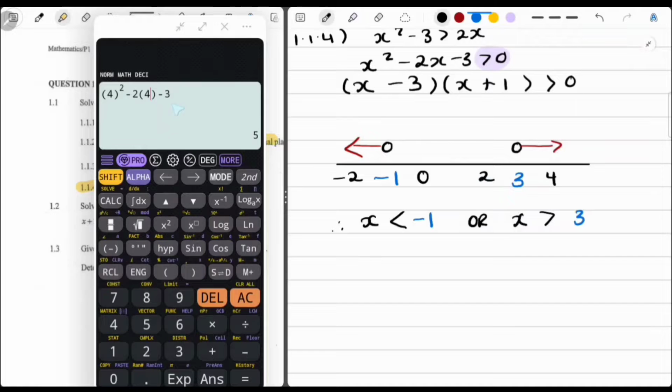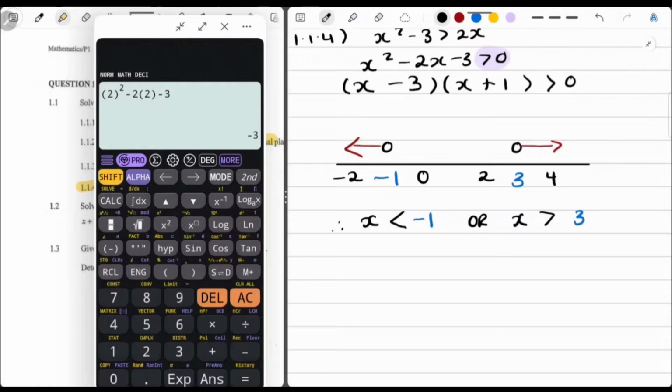You see, if you try 2, look what's going to happen. If you substitute 2 into that, you get a negative 3. That does not satisfy the inequality. The inequality says that this expression needs to be greater than 0, not less than 0. That's how you check whether it works or not.